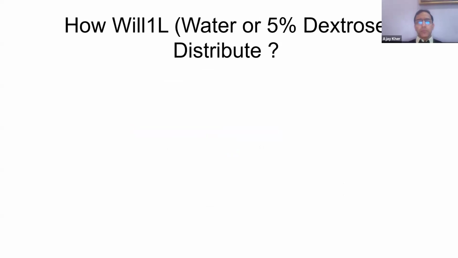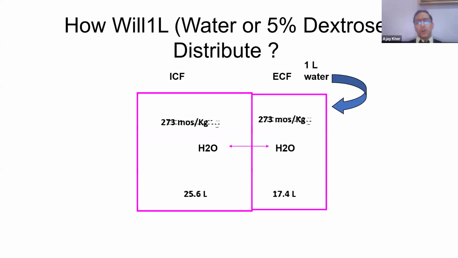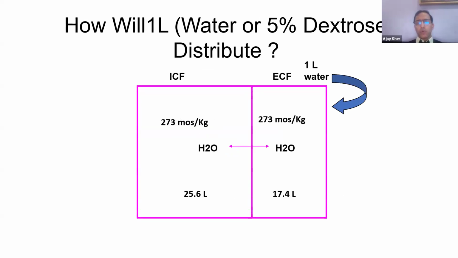So if we give 1 liter of plain water, or we give 5% dextrose, the dextrose gets taken up by the cell, and so it becomes like free water. So how does it distribute? It will distribute evenly across the whole total body water. And so 60% of it will be intracellular, 40% extracellular.